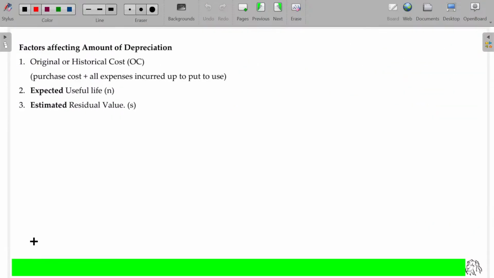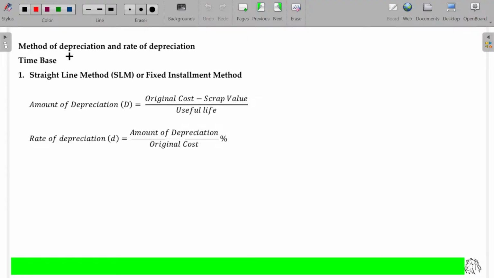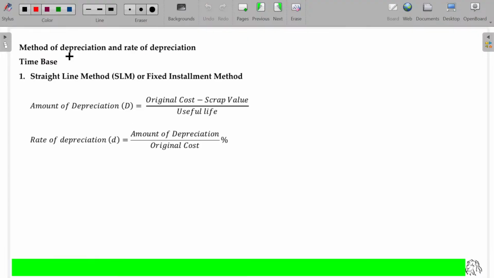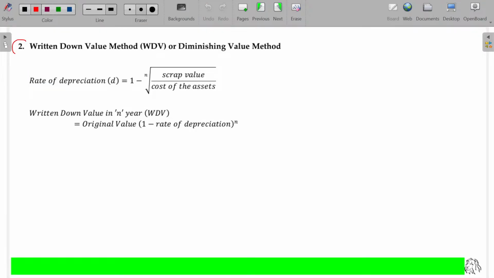Next, in case of depreciation, factors affecting the amount of depreciation. But before that, we'll straight away go for one of the methods. Methods of depreciation: we have the straight line method of depreciation, and another one is the written down value method of depreciation. Straight line method and written down value method. Is that clear?